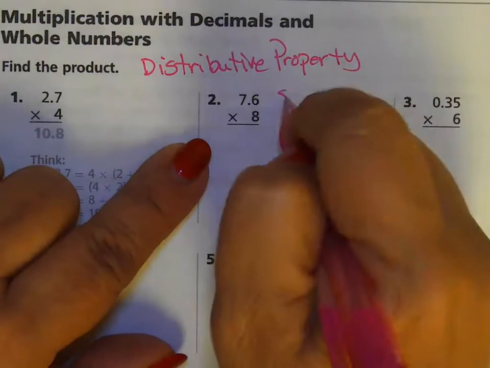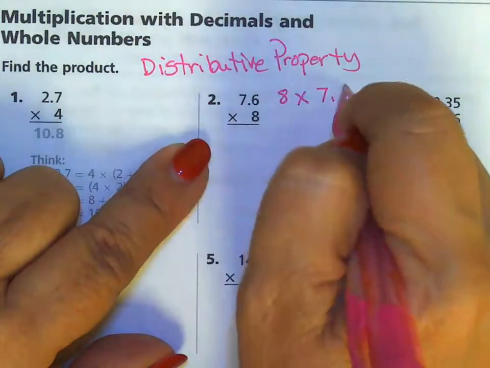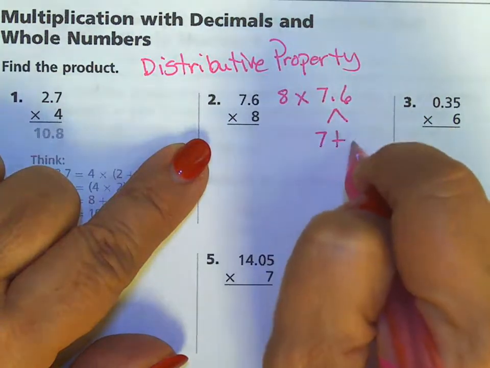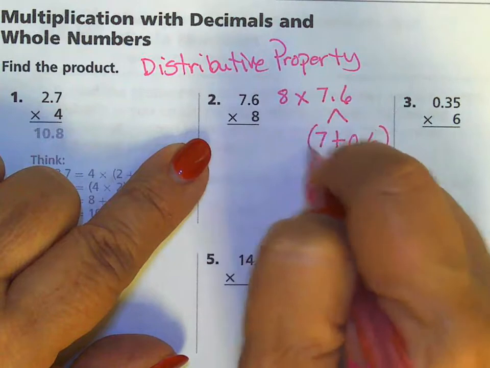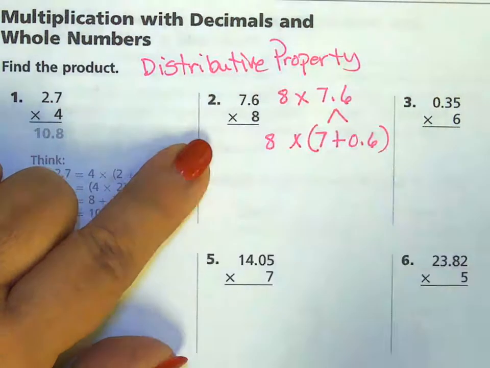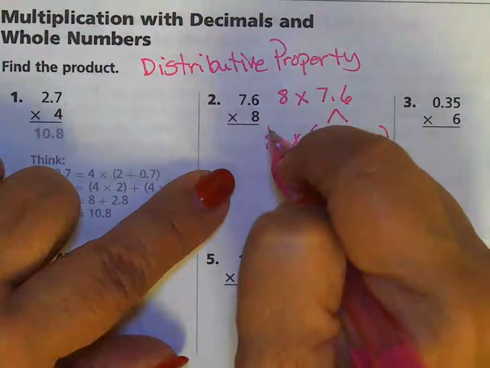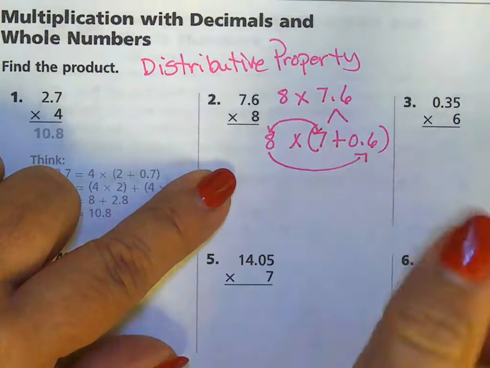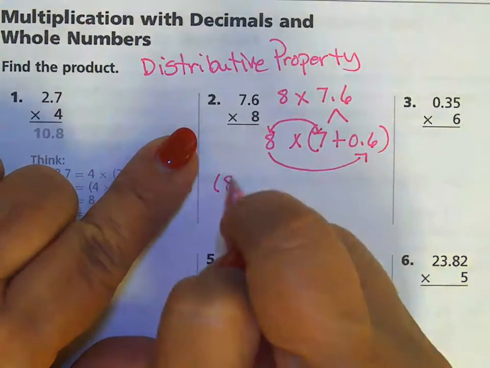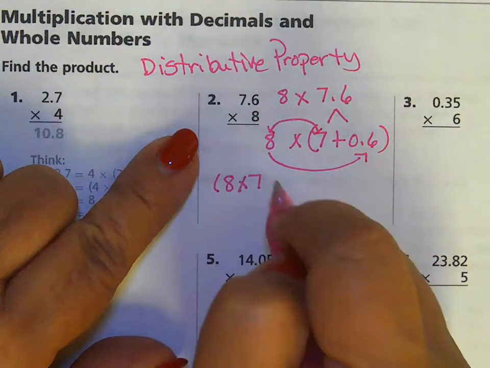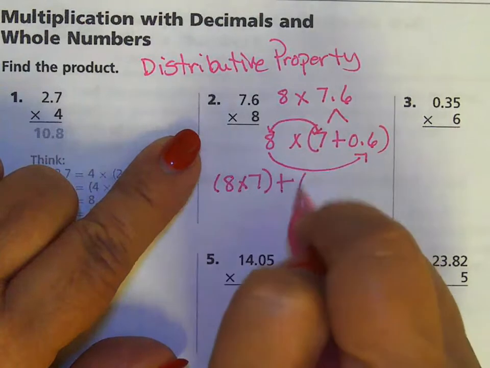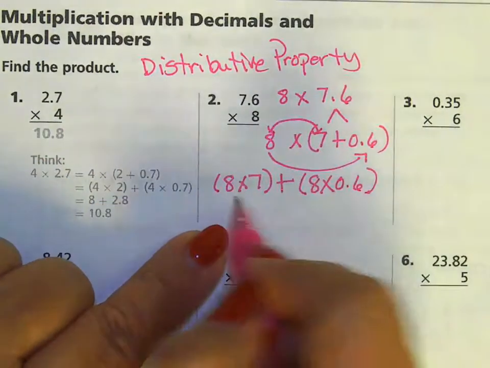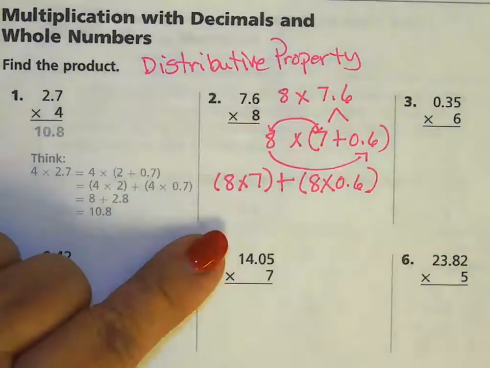I'm going to have the equation 8 times 7 and 6/10. I'm going to break this down, the 7 and 6/10, to 7 plus 6/10 times 8. Now I'm going to do the distributive property. I'm going to have 8 times 7 and 8 times 6/10, and then I'm going to add those together. So here it's 8 times 7 plus 8 times 6/10. Order of operations, go to my parentheses and multiplication.